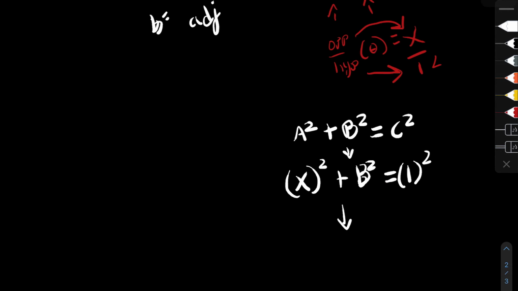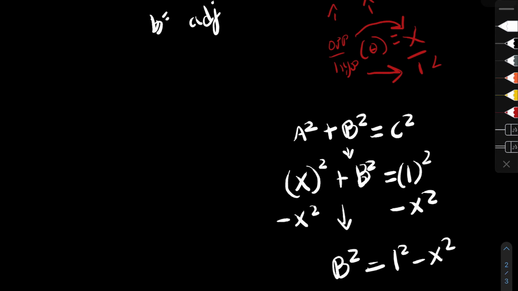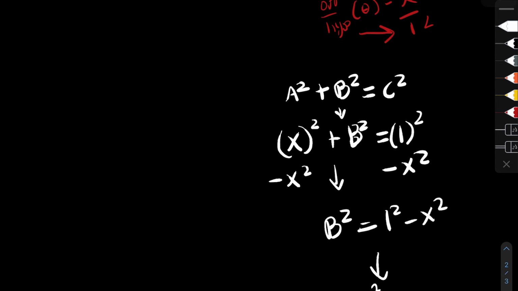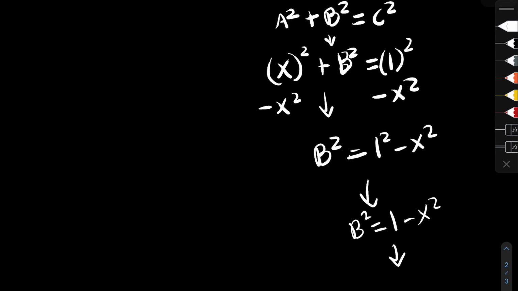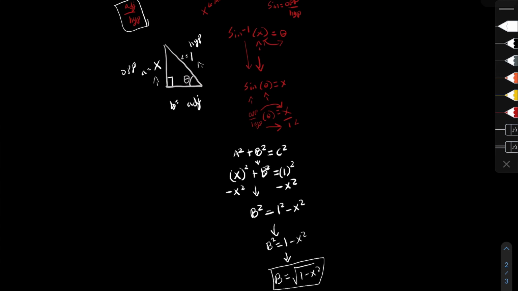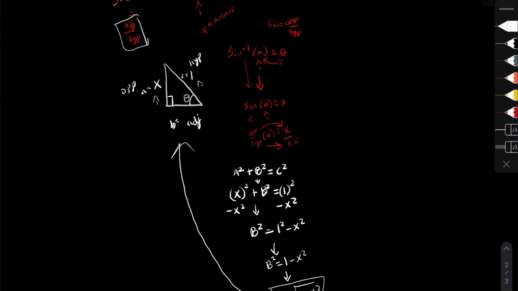To isolate the b value, we're going to subtract x squared from both sides of this equation. Now we are left with b squared on the left side, and it equals 1 squared minus x squared. B squared equals 1 squared, which is just 1, minus x squared. Now we can take the square root of both sides, and we get b equals the square root of 1 minus x squared. That is going to be our b value, which is our adjacent value.